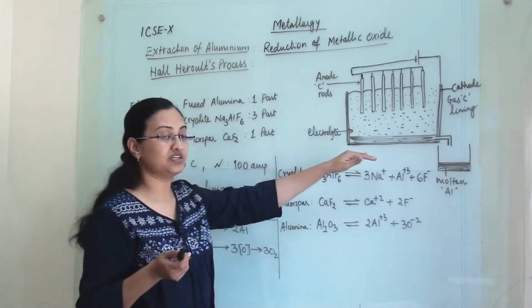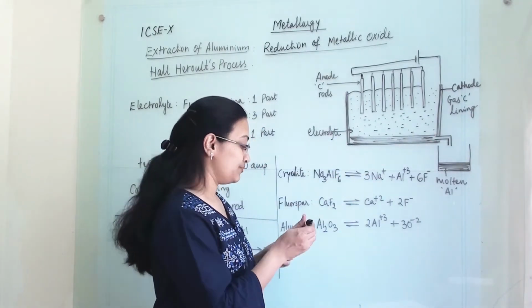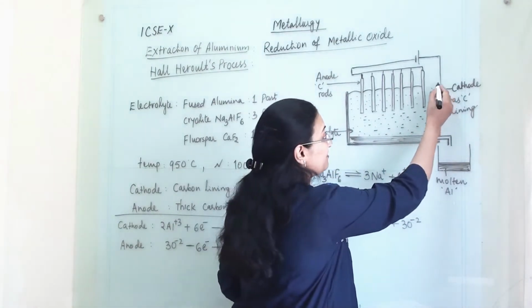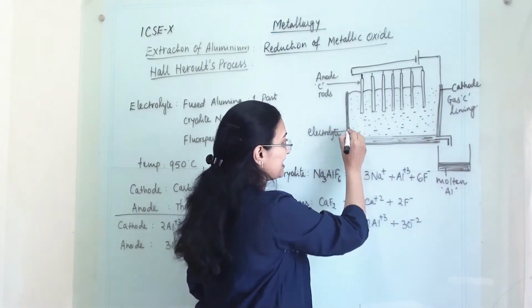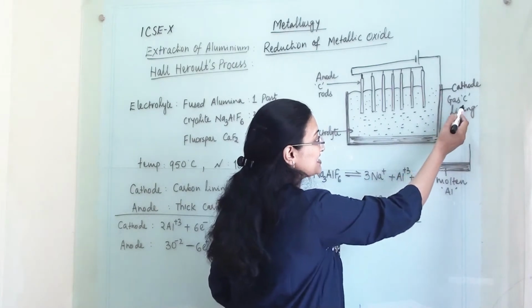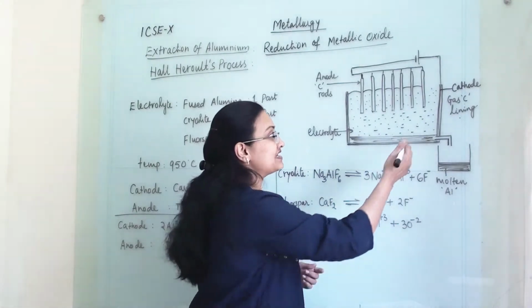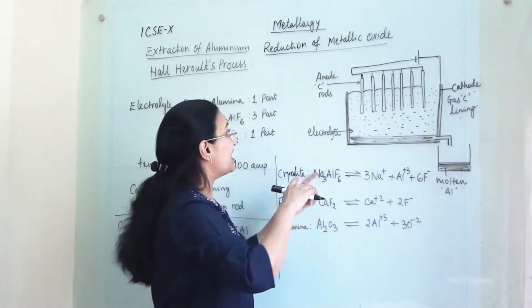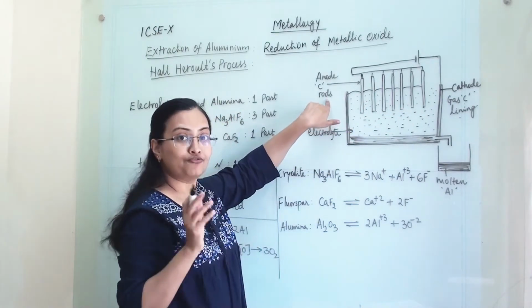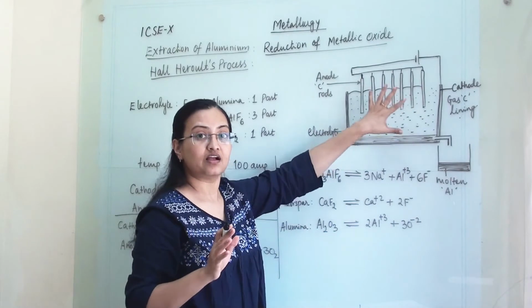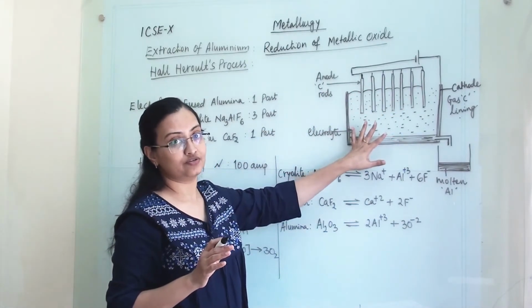In this electrolytic reduction, we are taking an electrolytic cell in which we have taken a lining inside the cell. Whatever lining we have done is of gas carbon lining, and that gas carbon lining itself will act as the cathode. Now the anode. These are the anode rods and they are of carbon. So there are 7 carbon rods we have taken and they will act as the anode in this electrolytic process.